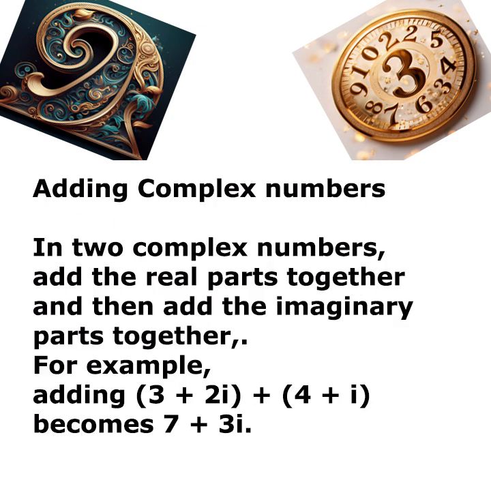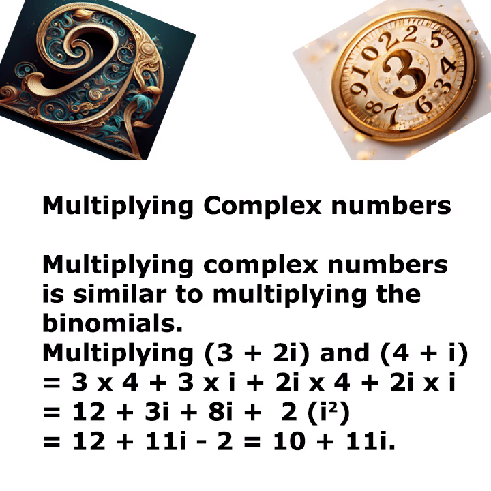Adding complex numbers. In two complex numbers, add the real parts together, and then add the imaginary parts together. For example, adding 3 plus 2i plus 4 plus i becomes 7 plus 3i. Multiplying complex numbers. Multiplying complex numbers is similar to multiplying binomials. Multiplying 3 plus 2i and 4 plus i equals 10 plus 11i.